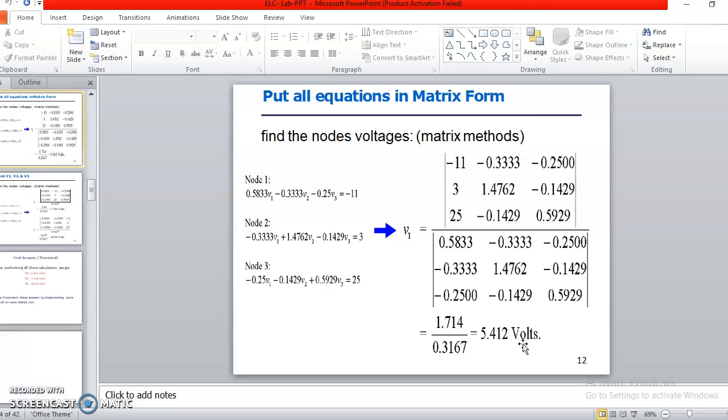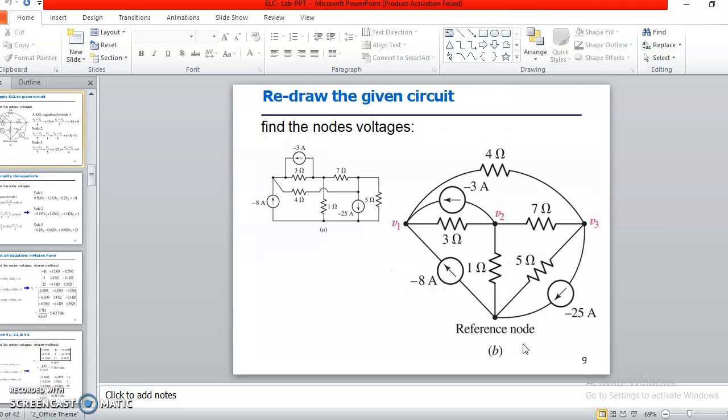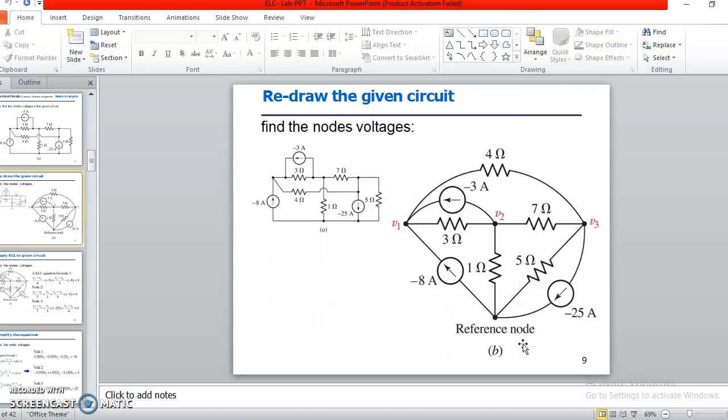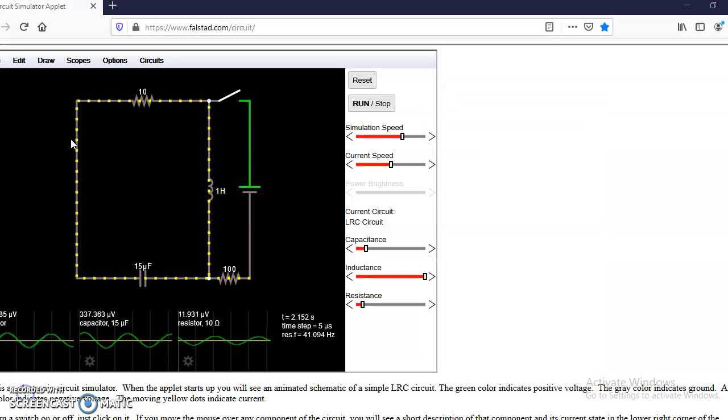www.falstad.com. Once again, please look at the circuit carefully. Here 5 resistances and 3 current sources are present, so a series-parallel combination is there, with V1, V2 and V3 and one reference node. The same circuit we have to draw on falstad.com, which we will do next. So, proceeding towards falstad.com, just a minute.